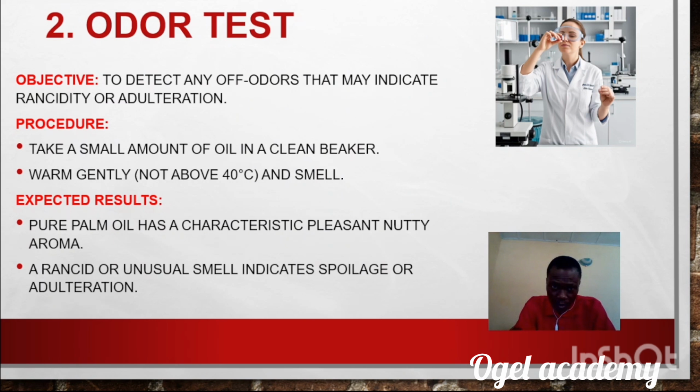Odor test: this is to detect any off odors that may indicate rancidity or adulteration. The procedure is to take a small amount of oil in a beaker, then warm it gently, not above 40 degrees centigrade, and smell it. If there's anything contrary to how the natural oil should be, it is questionable. The expected result is that pure palm oil should have a characteristic pleasant nutty aroma, and a rancid or unusual smell will indicate spoilage or adulteration.